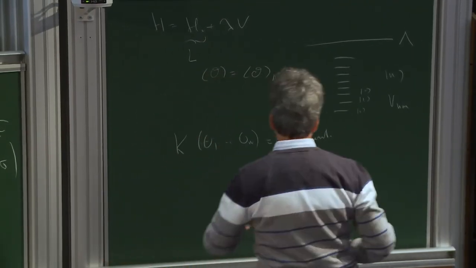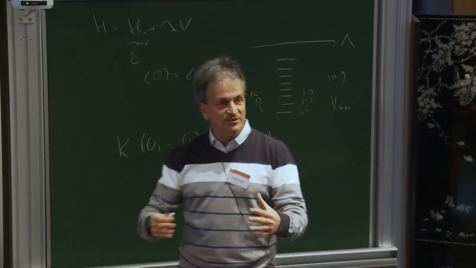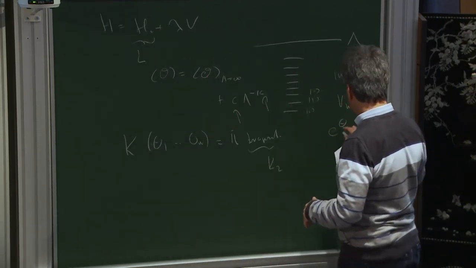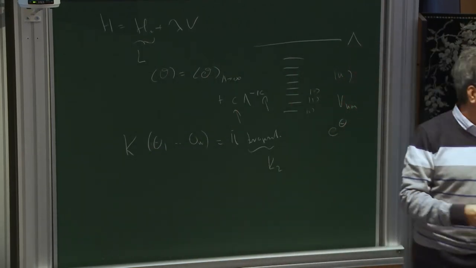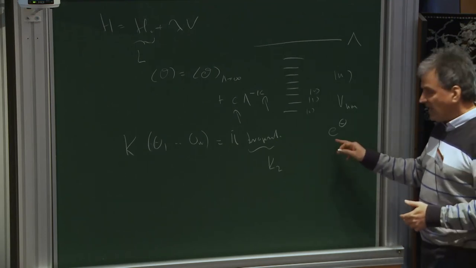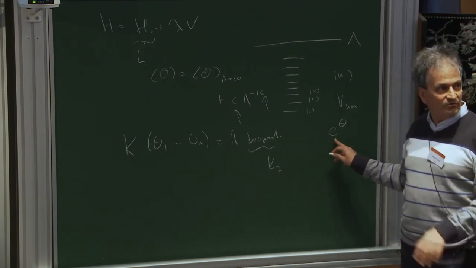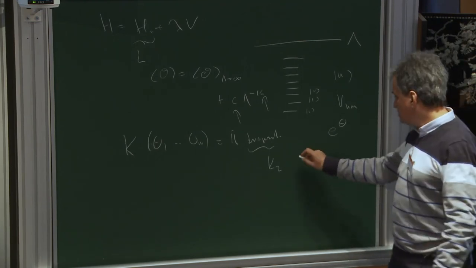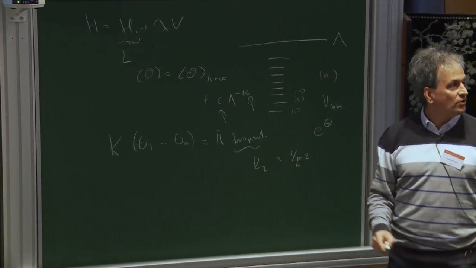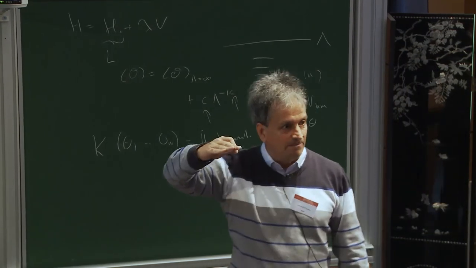And then the question is whether this two-particle overlap, let's call it K2, decays with energy fast enough. Now, energy is basically e to the theta because it's cosh theta. I'm neglecting the e to the minus theta, okay? So what happens is that this K2 normally is an inverse power of the energy. In many cases, this is more or less 1 over energy squared, 1 over e to the 2 theta, okay? So it's a power-like decay.